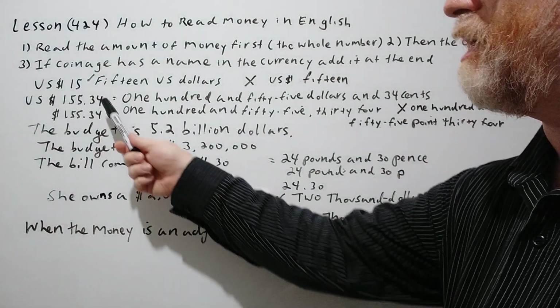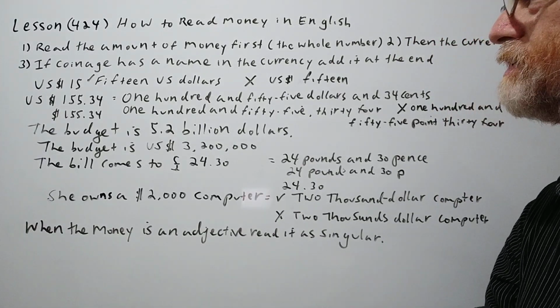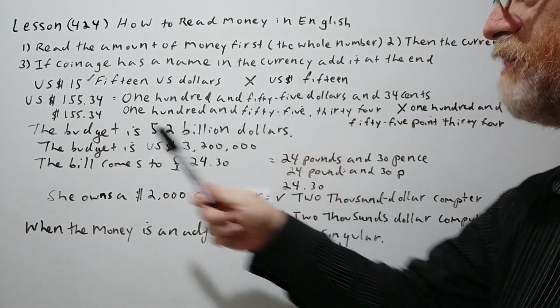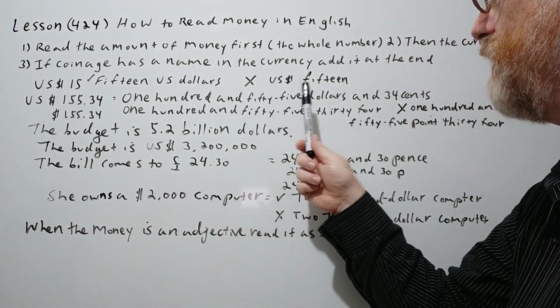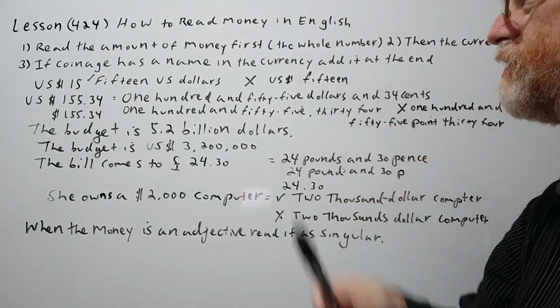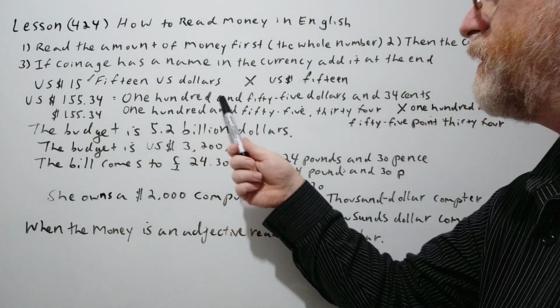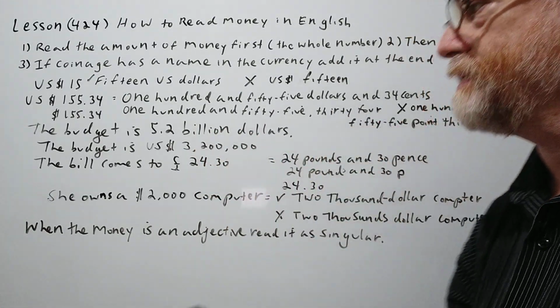Now this one does have coinage. So what would be correct? Now, if you wanted to read the currency here, if they have the currency in, you'd read it as 155 US dollars and 34 cents. But you don't have to here if it's understood. You just simply read it as $155.34.